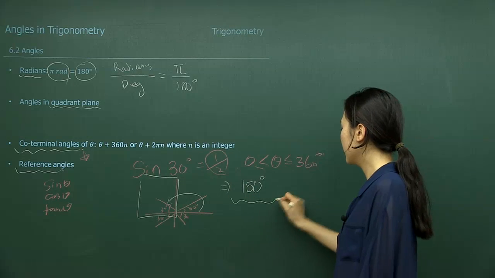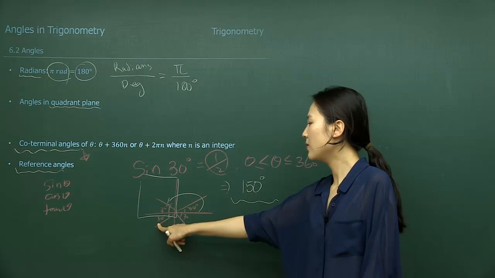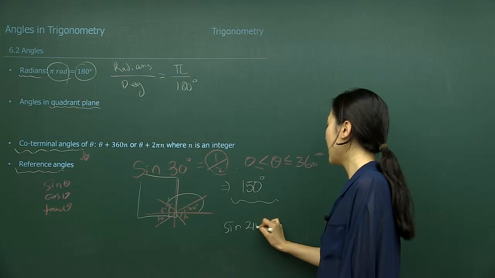What about sine of 30 more than 180? So 210.